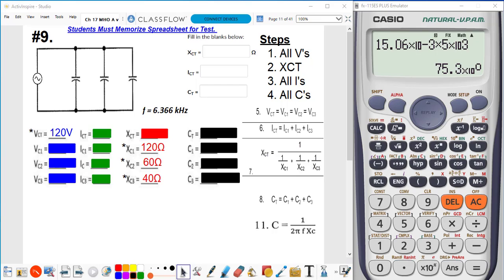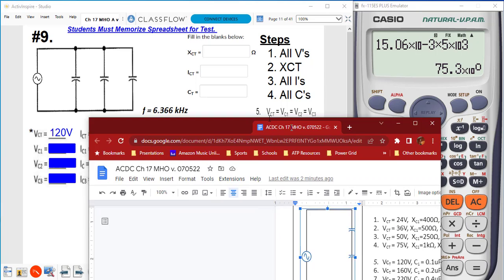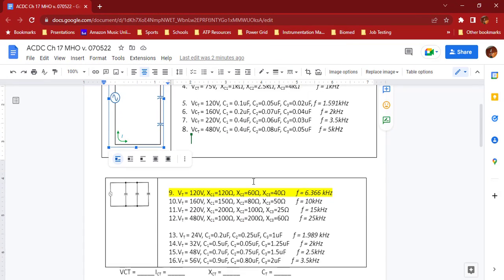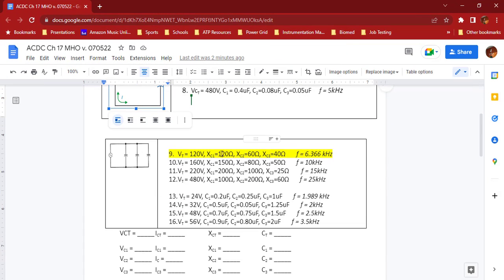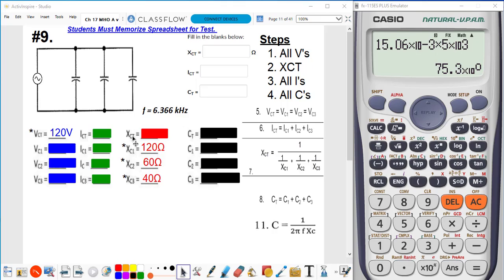In this video, I'll be calculating the values for a purely capacitive parallel circuit from the Chapter 17 math handout, problem number 9. I'll be taking my known values from the Chapter 17 math handout, and I've got those values highlighted here. So I'm going to take these values from this sheet, and I've plugged those numbers into here. Got my total CT, which stands for capacitive voltage, and all of my capacitive reactance values. Have my frequency as well.